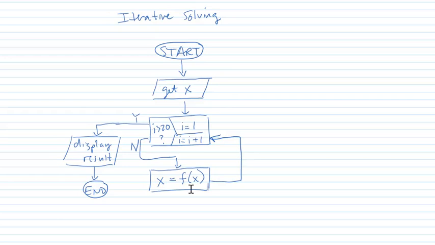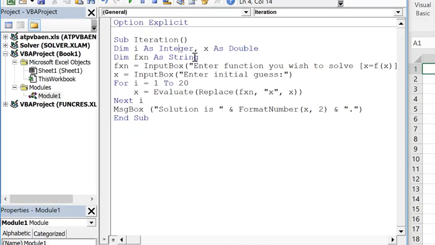Now again, this is an x equals f of x type of problem. So I've modified our bisection sub. This is an iteration sub. We only need to dim I, x, and fxn as a string. We obtain fxn from the input box. The form is x equals f of x. The user inputs an initial guess, and then we do 20 rounds of iterative solving, and we output the result.